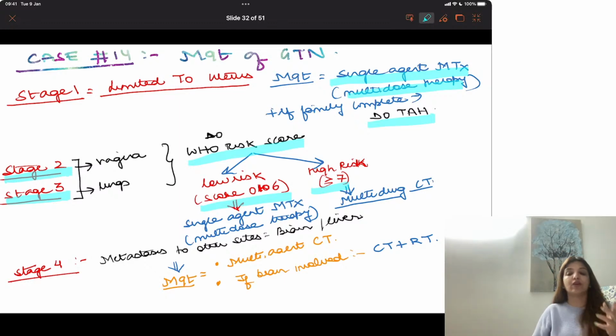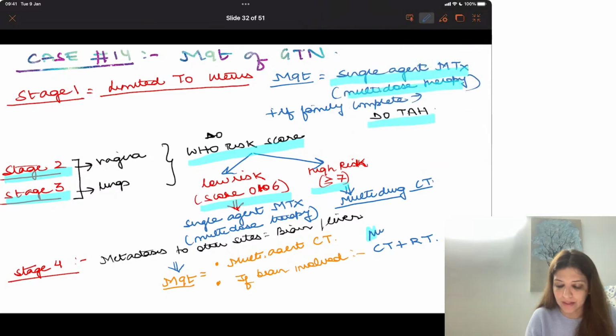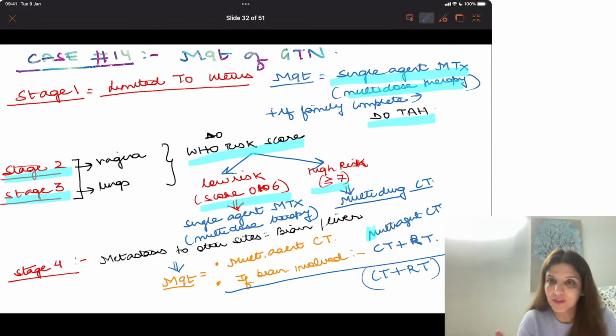Suppose a question comes to you that there is a case of GTN with previous history of molar pregnancy, and the antecedent pregnancy happened 6 months prior to this GTN. So this molar pregnancy evacuation was done 6 months earlier. Now the patient has come to you with GTN and she has brain metastasis. The moment they say brain metastasis, I am not going to calculate any score. Brain metastasis means this is high risk GTN, and in that case, my next step is to give multi-agent chemotherapy. Right? And please remember, whenever the brain is involved, you have to do radiotherapy also. So it is chemotherapy plus radiotherapy whenever the brain is involved. Clear to all of you?